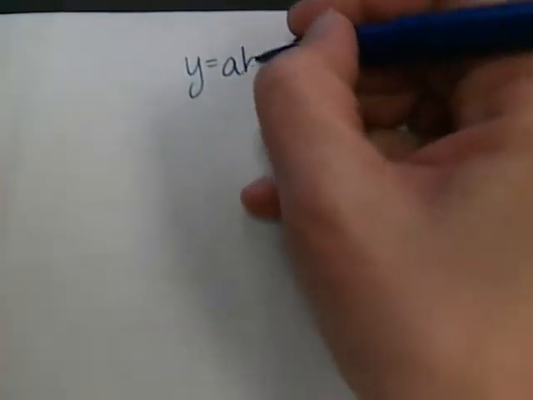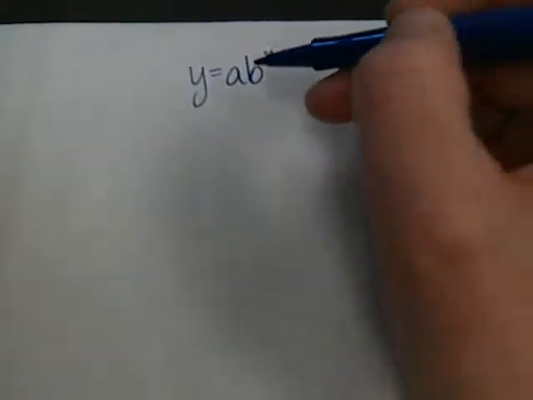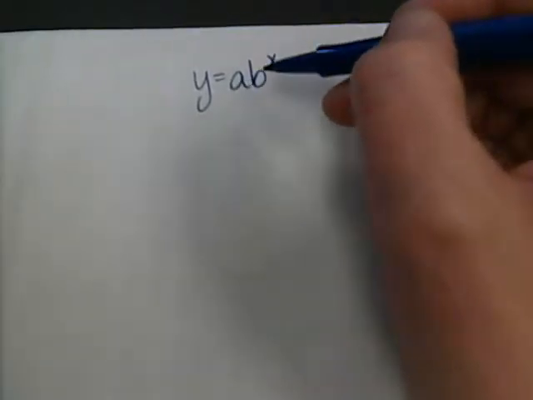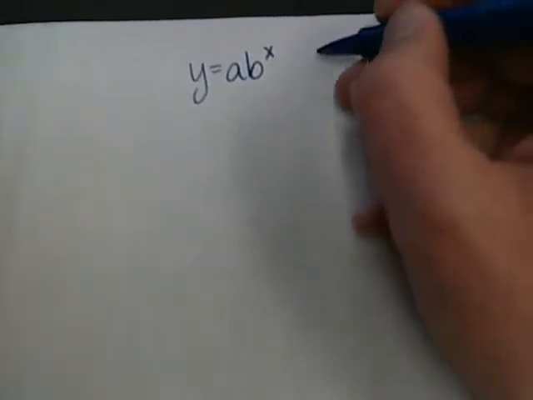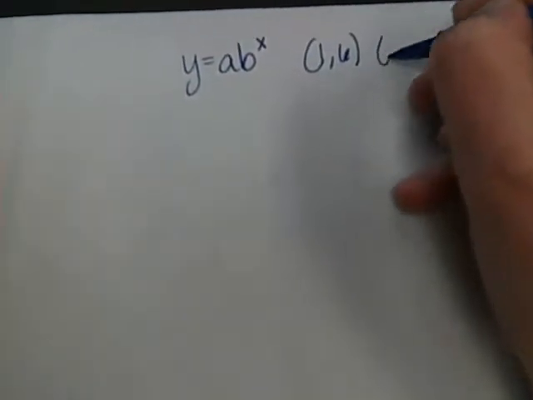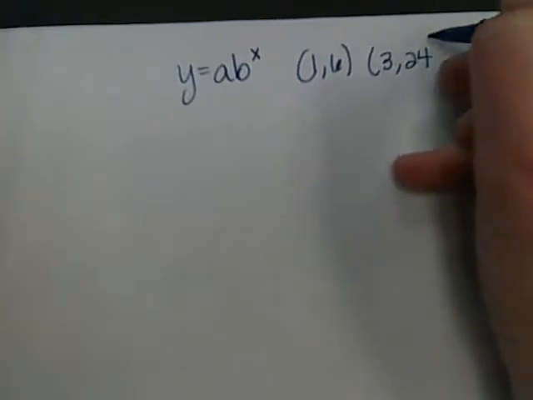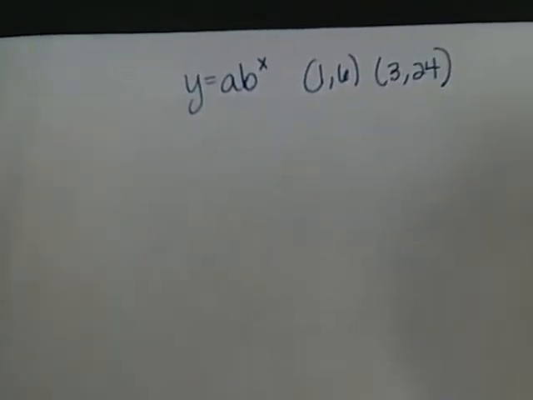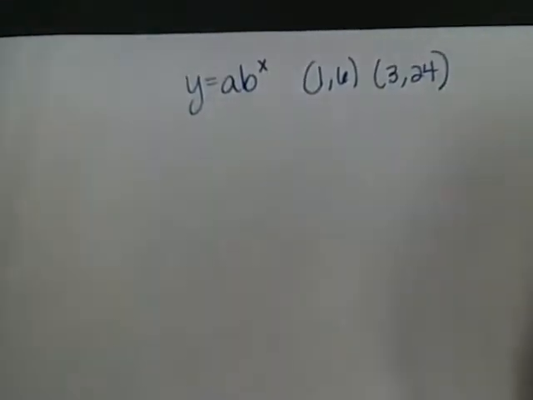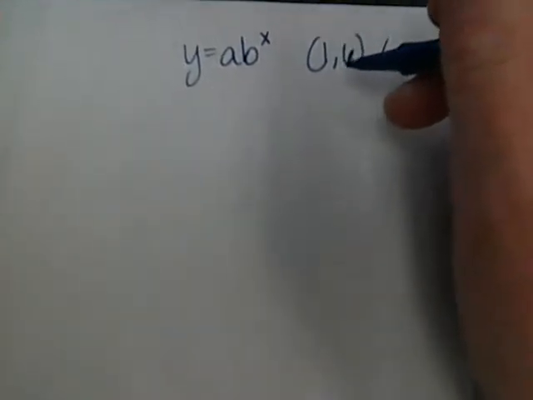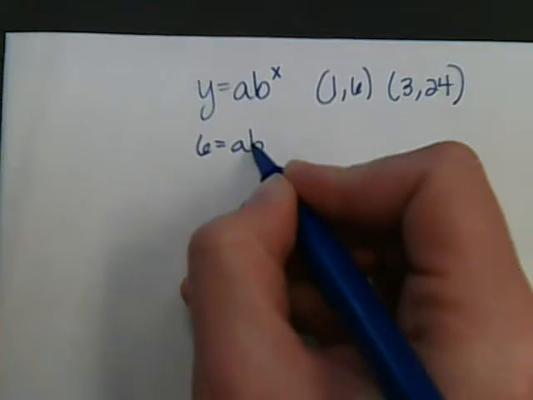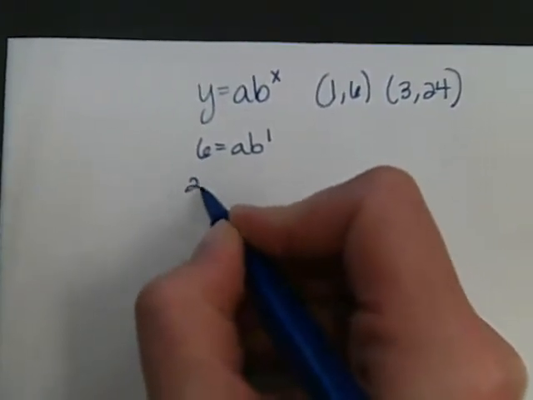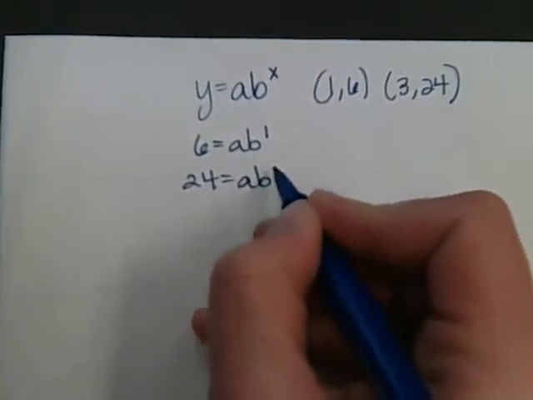And remember, an exponential function looks like this. Okay, we have our coefficient a, we have our base b, and then it's raised to the x value. And they give us the points (1, 6) and (3, 24). And they want us to write this function passing through those values. So the first thing that we're going to do is sub these in separately. So we have 6 equals ab to the 1, and we have 24 equals ab to the third.